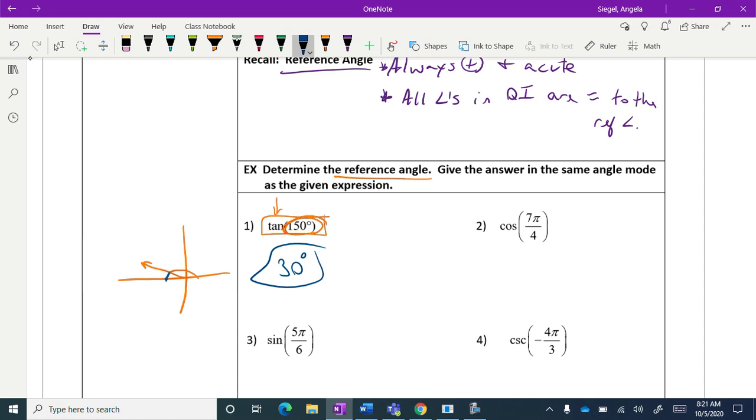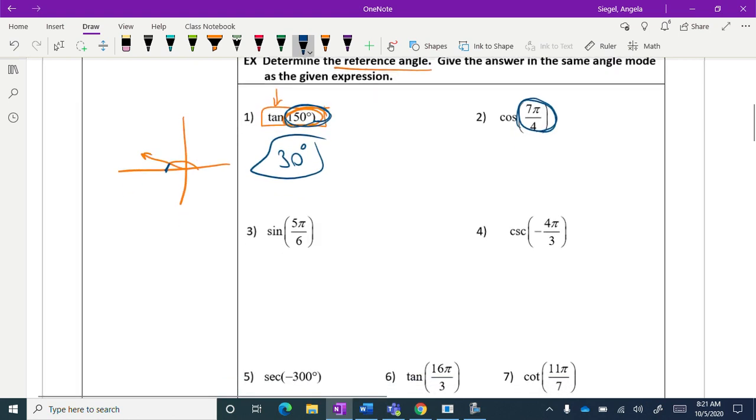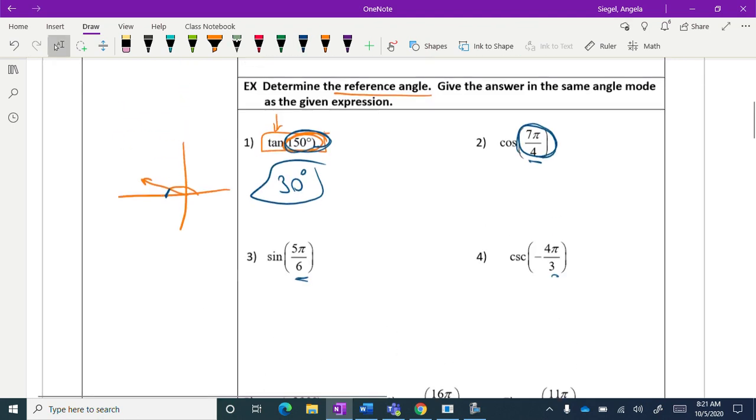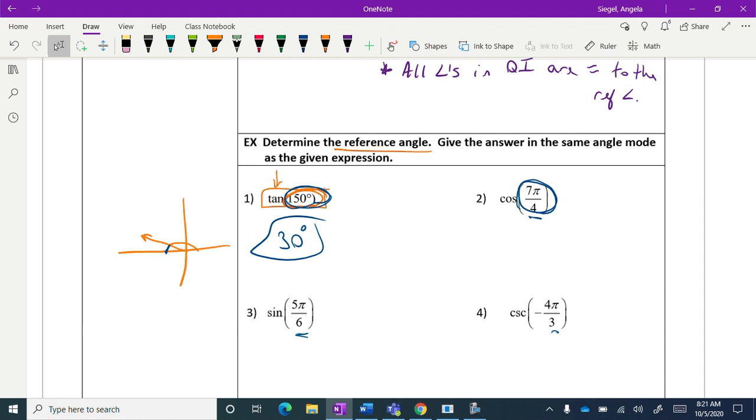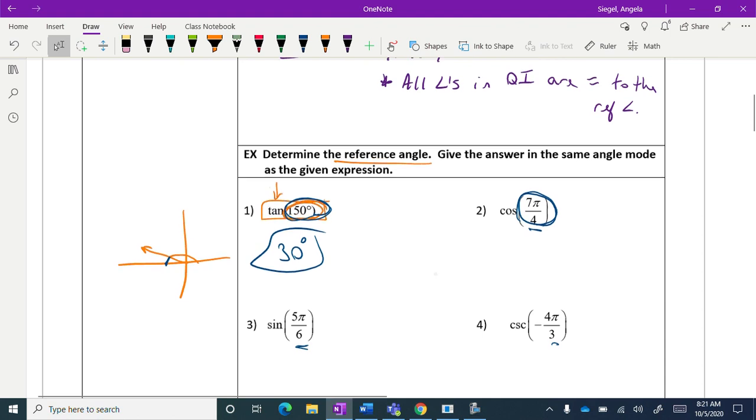Instead of now saying 150, we're going to say this. If you'll notice, everything here is over 4, 6, 3. So it's just shouting out to me that it is on the unit circle. So let's practice your unit circle and finding these angles.